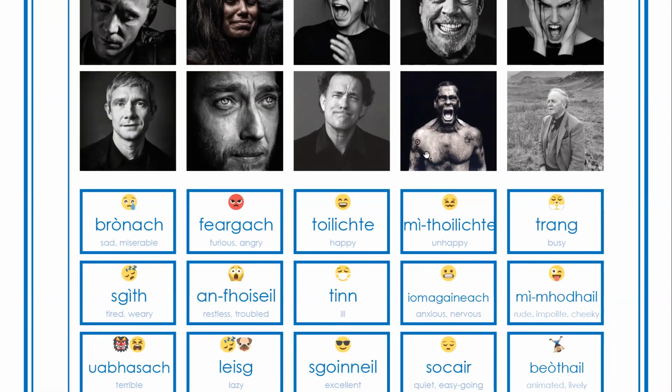What about this fellow here? He looks like he's pretty angry. He's getting ready for battle. Cimid a hai. Ha ferigach. He's angry. Hi ferigach. And here we have Sorla MacLean, the Gaelic poet that we saw previously.